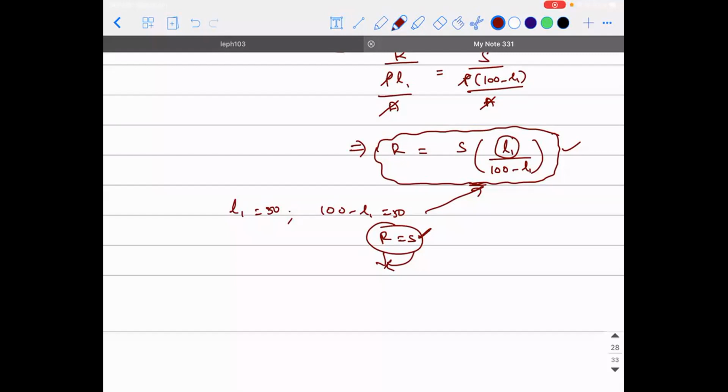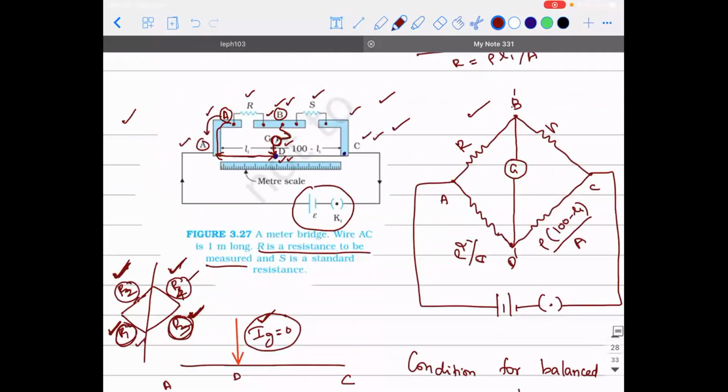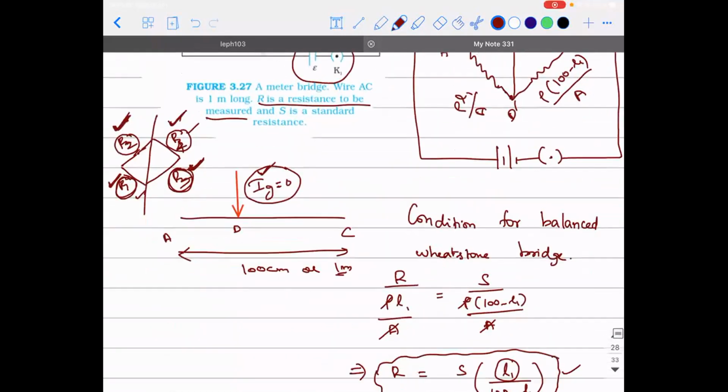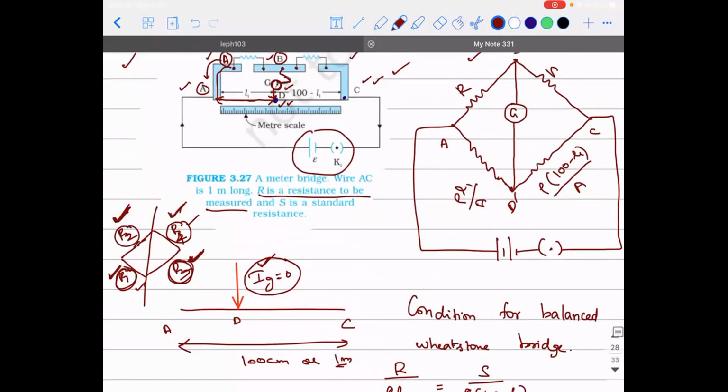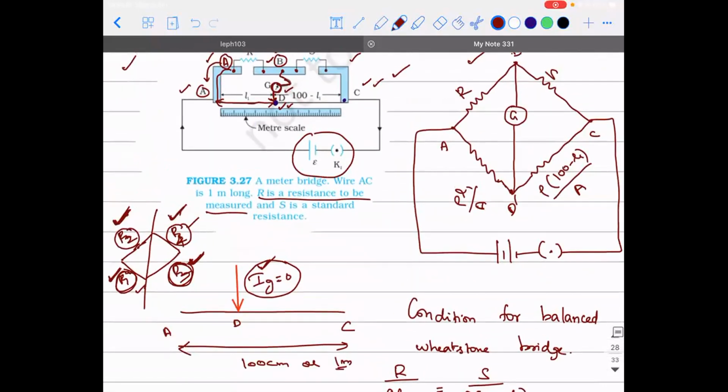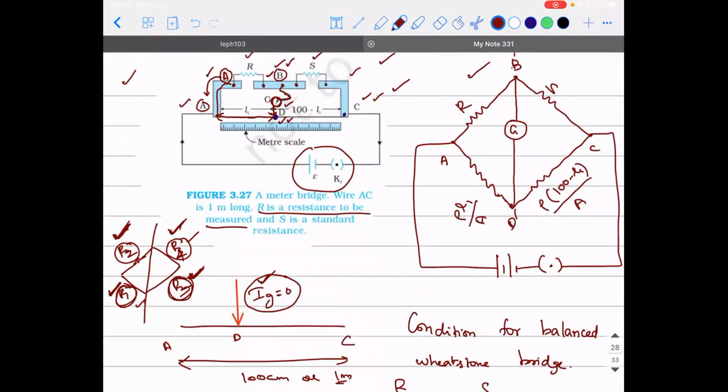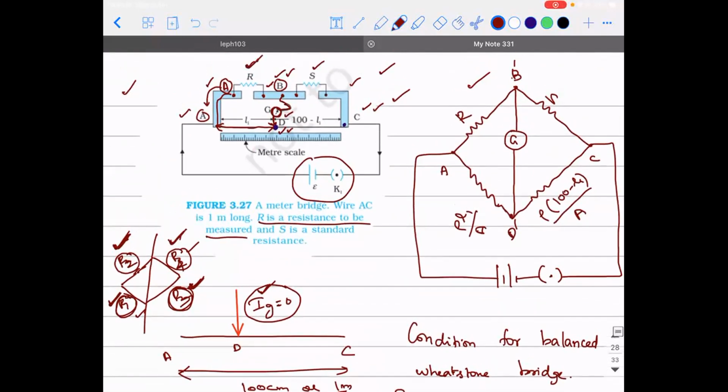Right? So we need not do such a tedious process. The balance point need not be at 50 always. It can be anywhere from the point A. 50 is just a coincidence, one of the points you can have. I'm not saying you cannot have it. You might have it, provided the unknown resistance that is given to you is exactly the same value as this.